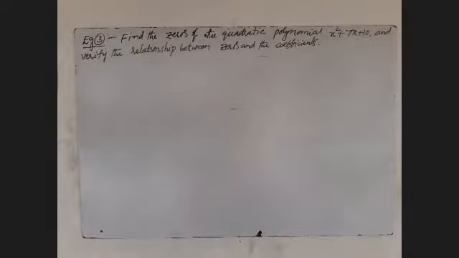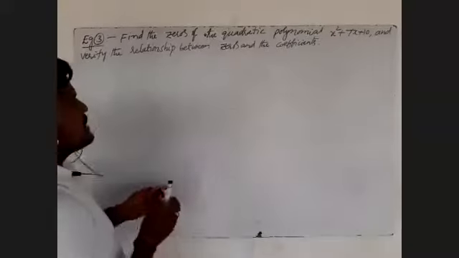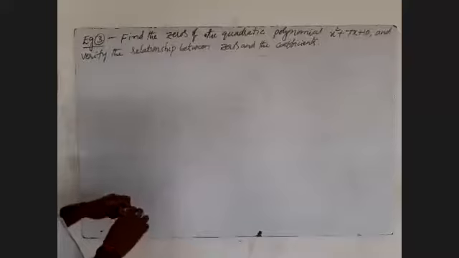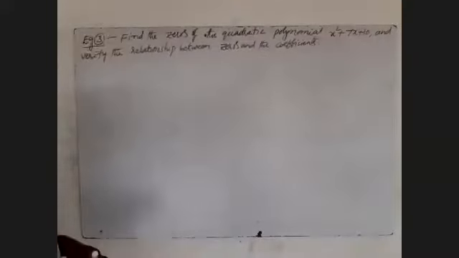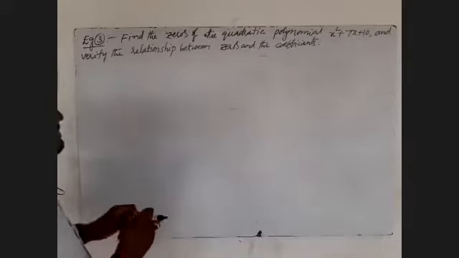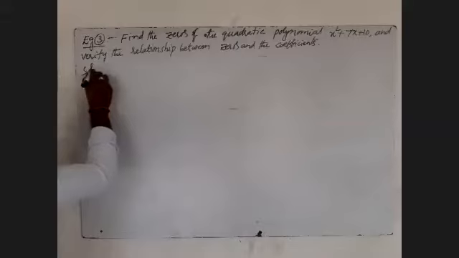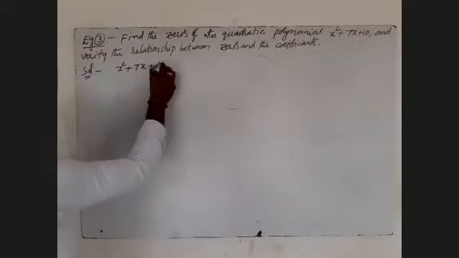Okay, what am I asking in this one? Find the zeros of the quadratic polynomial x square plus 7x plus 10 and verify the relationship between zeros and coefficients. First, I will take the given quadratic polynomial, that is x square plus 7x plus 10.